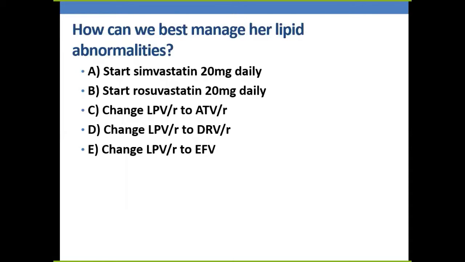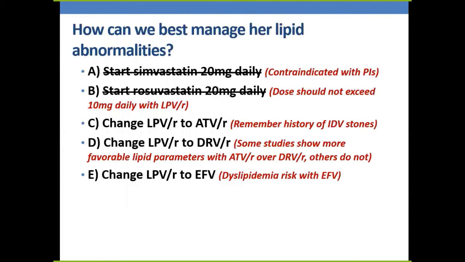I'll keep going again for the sake of time. Basically, let's go through each of these options. With simvastatin 20 milligrams a day, remember she's on a boosted protease inhibitor, lopinavir ritonavir, right? And this statin is actually contraindicated with the protease inhibitor, so we wouldn't want to choose that option. With regard to starting rosuvastatin 20 milligrams a day, with lopinavir ritonavir we shouldn't exceed 10 milligrams daily of rosuvastatin, so this would not be a good option.